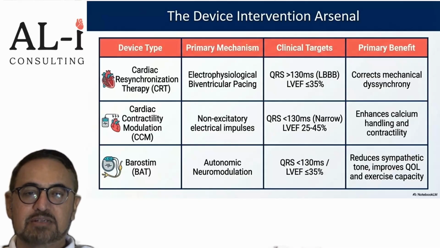Barostim, or baroreflex activation therapy, works through autonomic neuromodulation. It is aimed at reducing sympathetic tone and improving quality of life and exercise capacity. So each device occupies a different niche: dyssynchrony correction, contractility support, or autonomic rebalance.